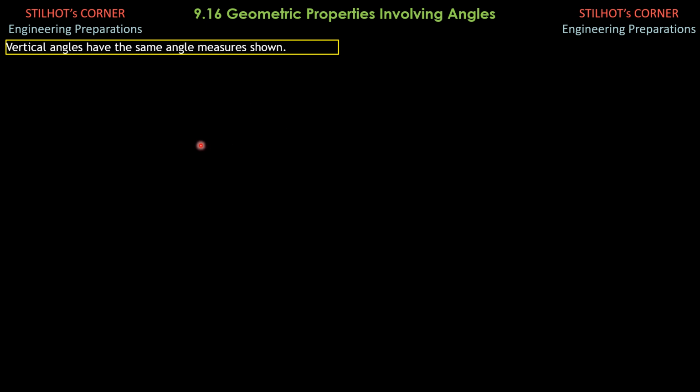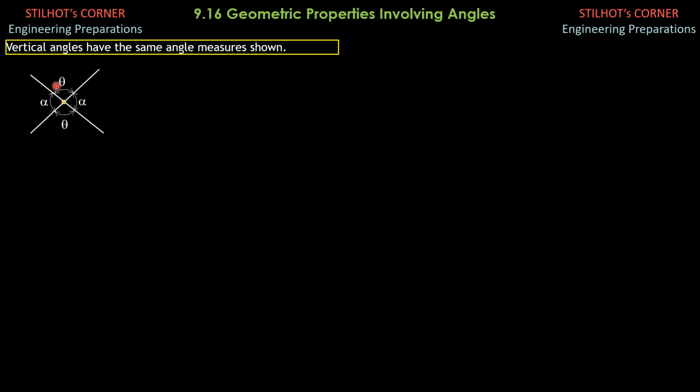So vertical angles have the same angle measure shown. These angles are called vertical angles. We have two rays intersecting, and these are called vertical angles, this and this, as well as this angle formed between two rays. If I denote this angle as theta, the other angle is also equal to theta, and the adjacent pair, another vertical angle alpha, is the corresponding equivalent vertical angle alpha also.